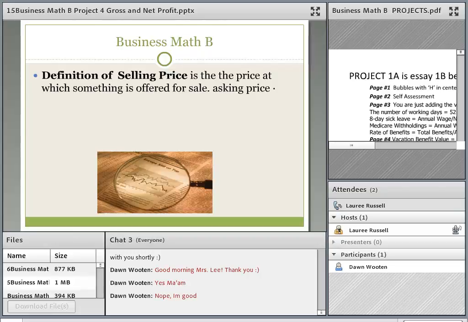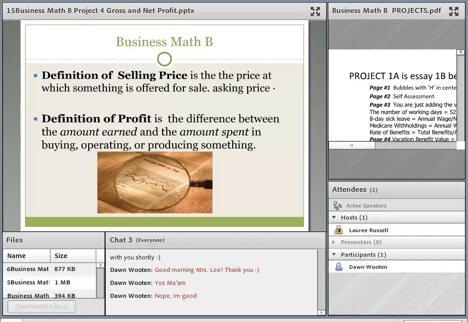The definition of a selling price is the price at which something is offered for sale, or the asking price. And the definition of profit is the difference between the amount earned and the amount spent in buying, operating, or producing something. I'm going to add to that the definition of gross and net profit. The gross profit is all of the earned income before you subtract the expenses. And then the net profit is the profit that's made after the expenses have been subtracted.